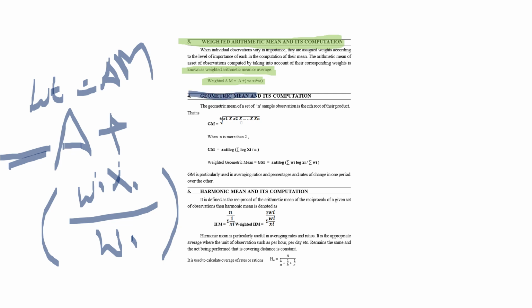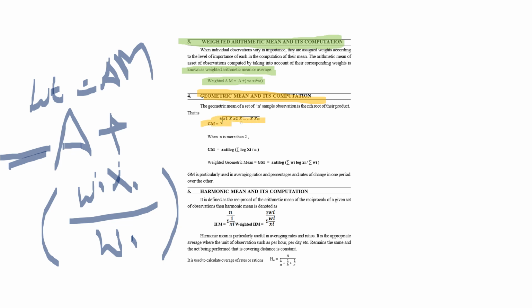Then geometric mean and its computation. This is also important. The geometric mean of a set of n sample observations is the nth root of their product. That is, for two observations, the geometric mean is the square root of x1 into x2.